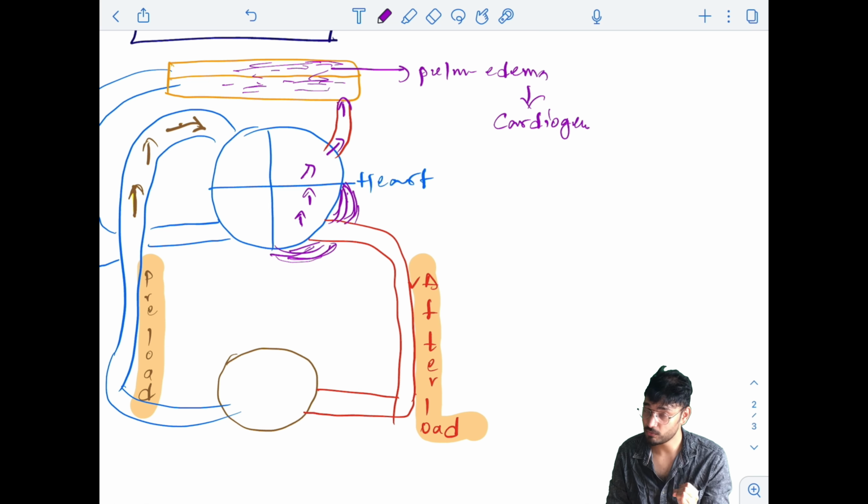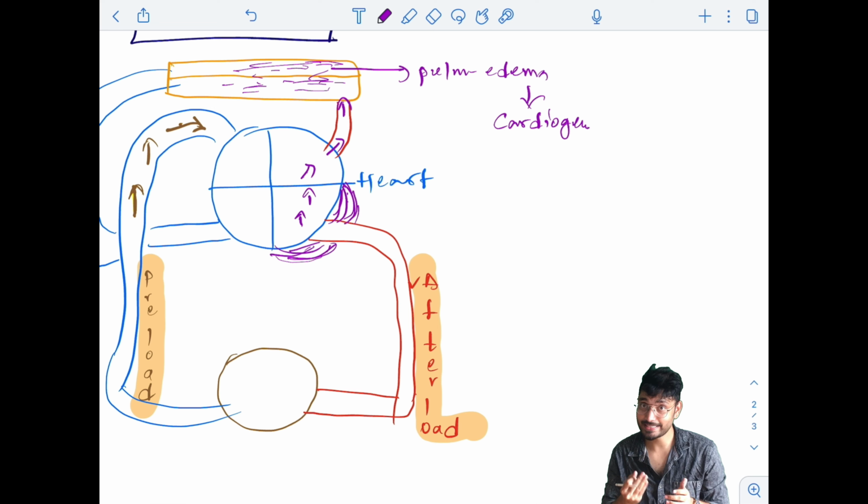So what is the major thing we have to do? We have to stop the pathophysiology of CHF. First, we have to reduce the preload. How should we reduce the preload? By taking out the fluid, in the form of urination. That is called diuresis. We should decrease the fluid.